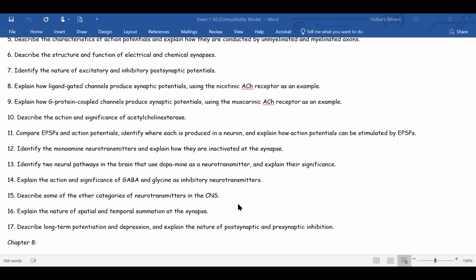Spatial and temporal summation: spatial means how you can stimulate a neuron in different parts of the axon. So spatial means space. And temporal summation means when you apply the stimulus within time, unit time. So how often the stimulus is applied to that same neuron.